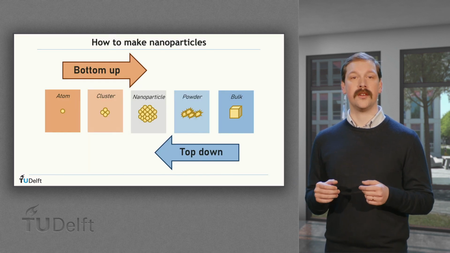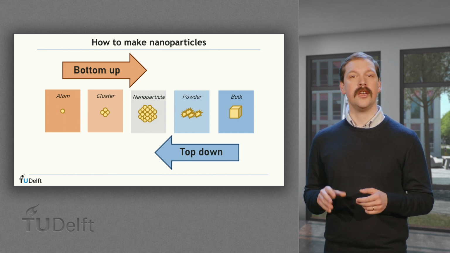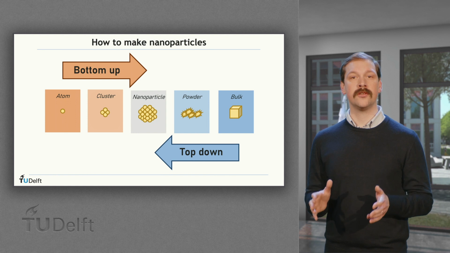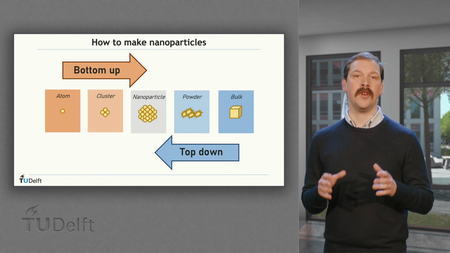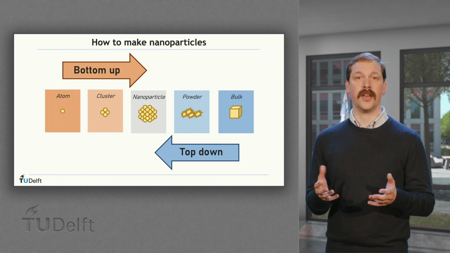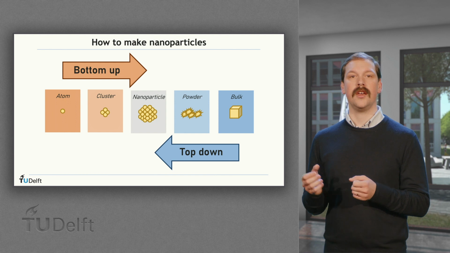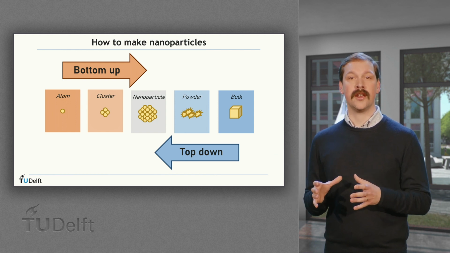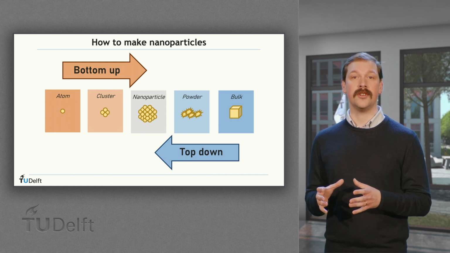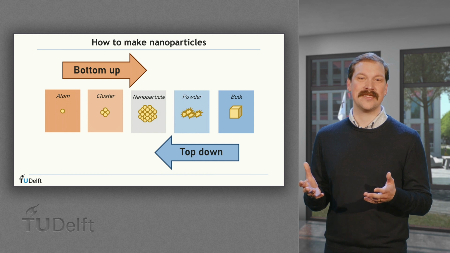To make these nanoparticles, we have two approaches: bottom-up and top-down. In bottom-up, nanoparticles are produced starting from single atoms as building blocks, making first clusters, aggregations of a few atoms, and then nanoparticles. In the top-down approach, instead, we start from bulk material that is then cut down to powder and further, we can say, destroyed to nanoparticles.